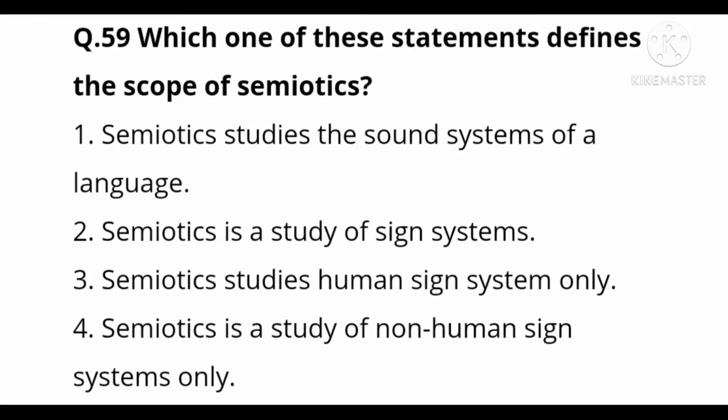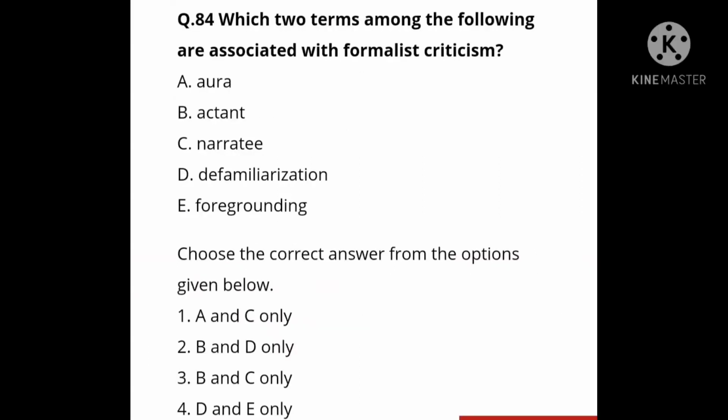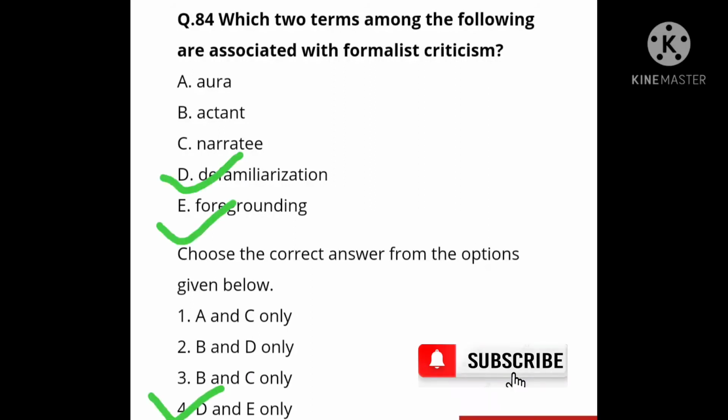Which one of these statements defines the scope of semiotics? Please check the options. Here the right answer is option number 2. Semiotics is the study of sign systems. The next question is, which two terms among the following are associated with formalist criticism? Here the right answer is defamiliarization and foregrounding. These two terms are associated with formalist criticism.